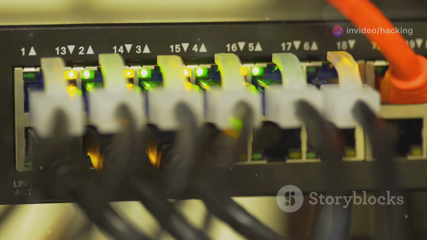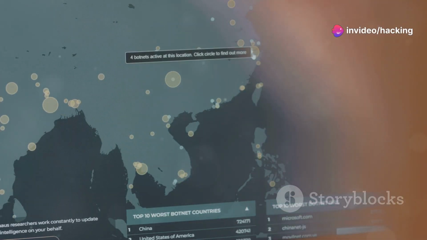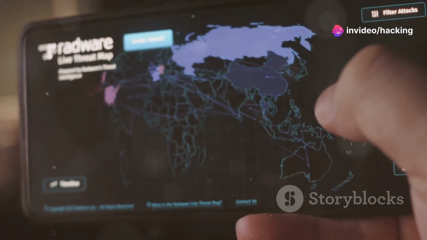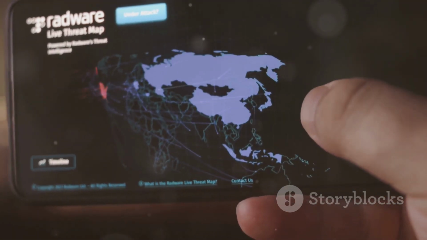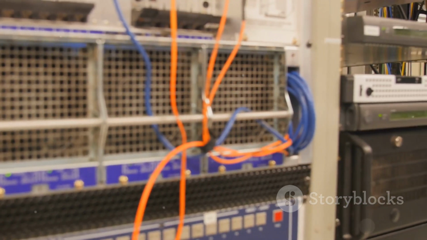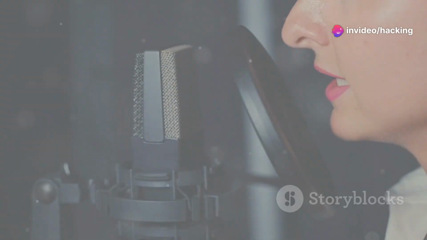Section 5. The two halves of an IP address. Every IP address has two main parts: the network part and the host part. The network part identifies the specific network the device belongs to, similar to a zip code. The host part identifies the specific device within that network, like a street address. This hierarchical structure ensures that data is routed efficiently across the internet.